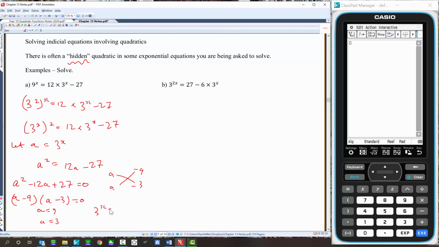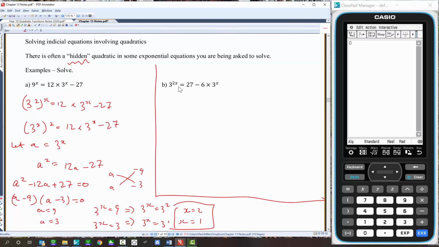So I'm going to say that 3 to the x equals 9. Okay, so I've subbed for a there. And I'm going to say that 3 to the x equals 3. Both of these I can equate the bases on. So this one is 3 to the x equals 3 squared, and this one is 3 to the x equals 3 to the 1. Same bases, that means x is equal to 2 and x is equal to 1. So there are two solutions. Now make sure you go ahead and check those to make sure that they're both appropriate. Yep, in this case, no worries.